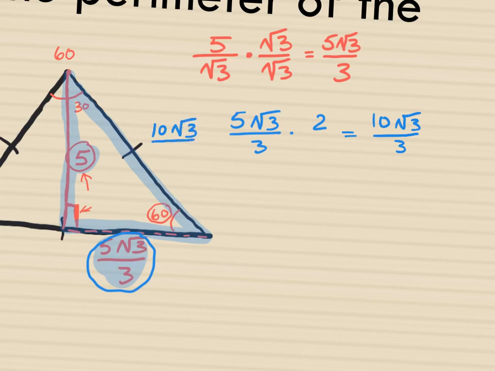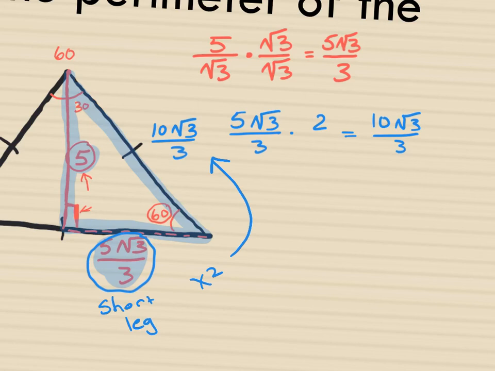That's it. Because he took the short leg. This is the short leg. And he multiplied times 2 to get to 10 square root of 3 divided by 3. We're not done, because we're not looking for just a side of it. We're looking for the perimeter. So how will I find the perimeter?